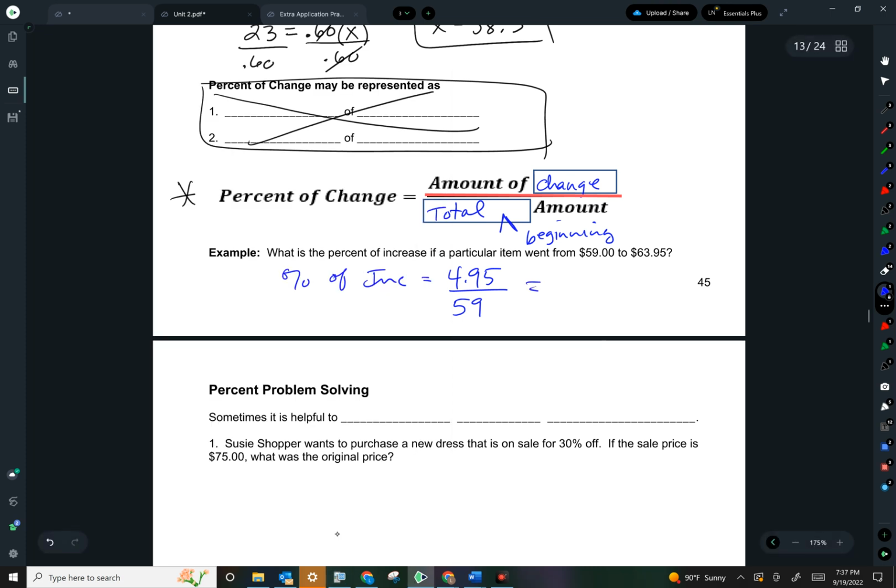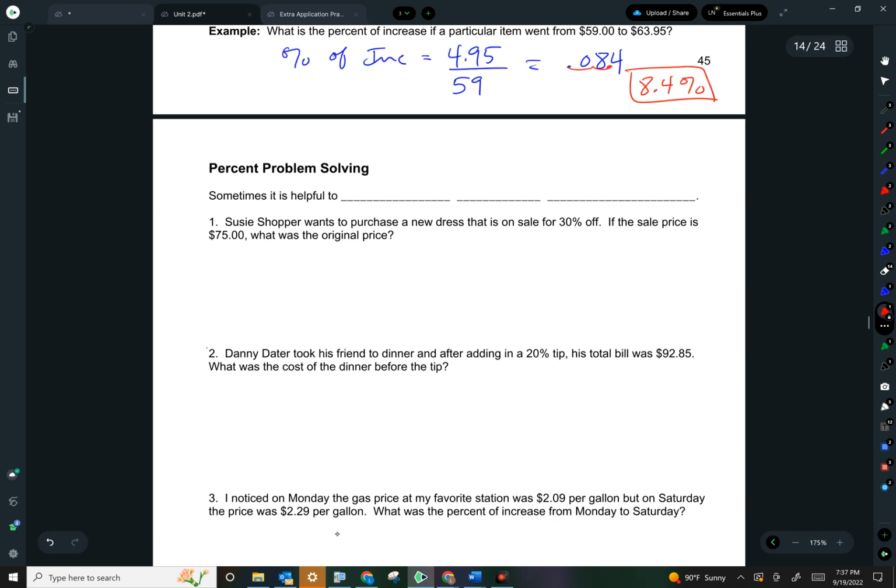So that comes out to equal 0.084. Okay, well, we're finding a percent, right? Since this represents the percent of increase, let's actually write it as a percent. So as a percent, wouldn't we move that over 2 places? So that would be 8.4% of increase.